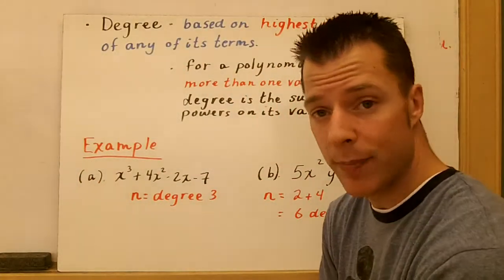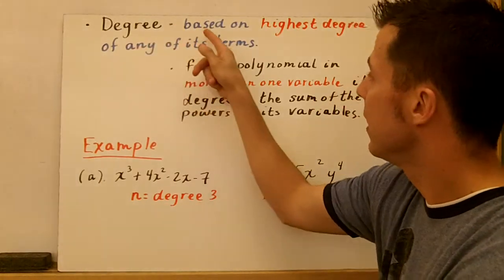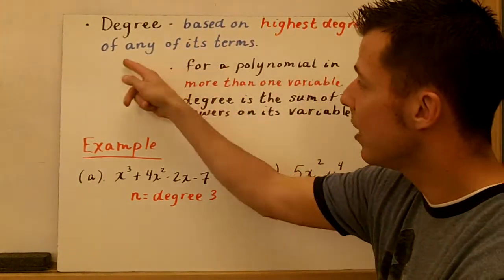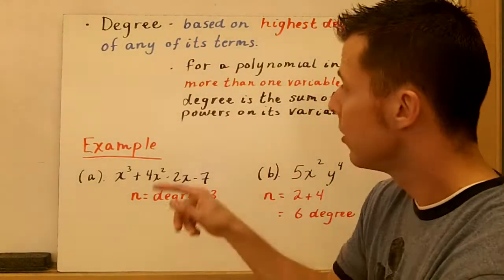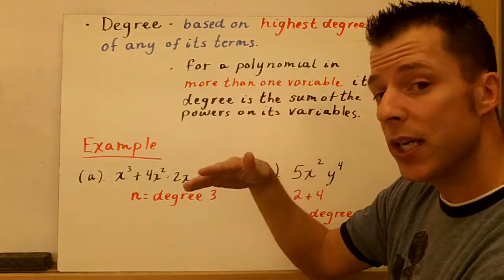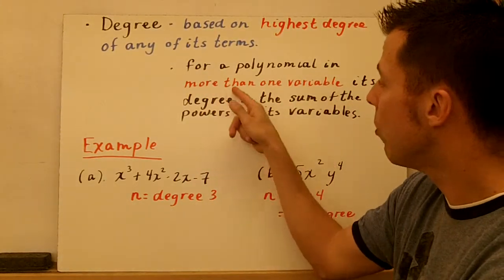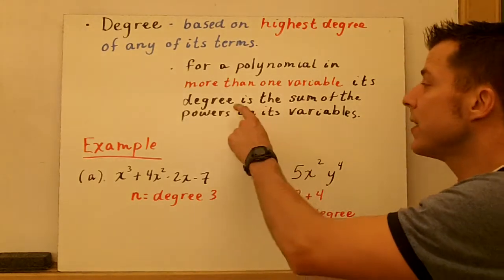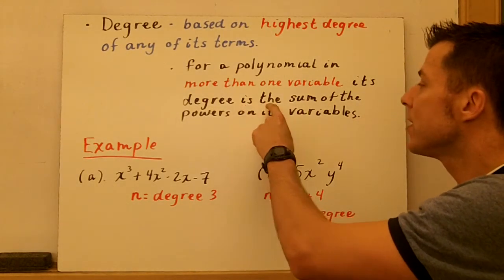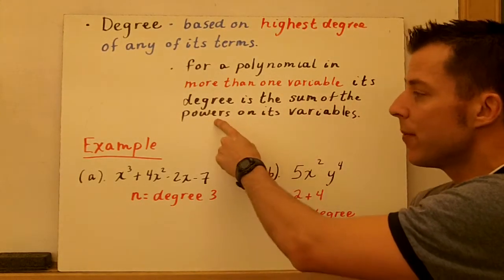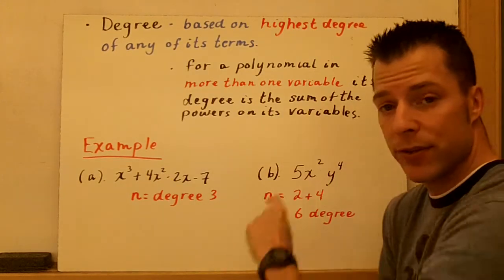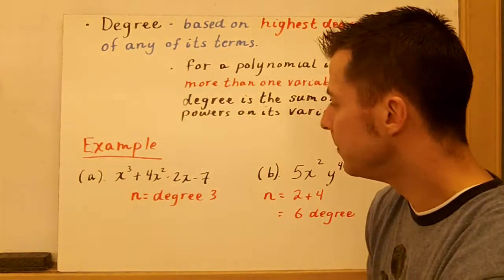Lastly, the way we classify polynomials is by their degree. And it's based on the highest degree of any of its terms. This one's a key note here. For a polynomial in more than one variable, its degree is the sum of the powers on its variables. And we'll see an example of that.